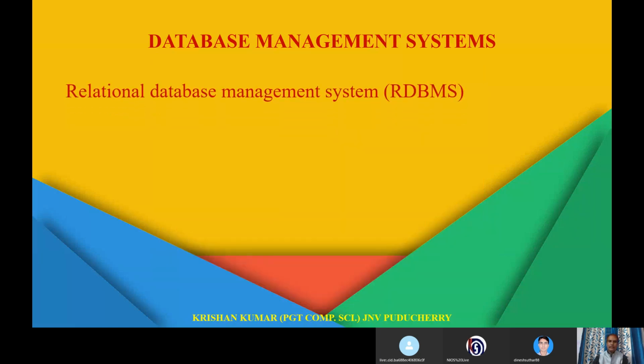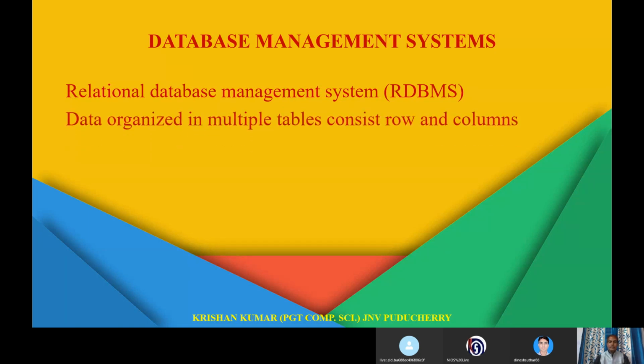Now, the second thing, relational database management system. Data which is organized in multiple tables, where a table consists of rows and columns, is called a relational database management system. Suppose we are going to record student data, then the student data can be divided into many tables. I will explain what is a table, what is a row and a column, in the next slide. Don't be worried. If the data is organized in multiple tables, it is called an RDBMS.